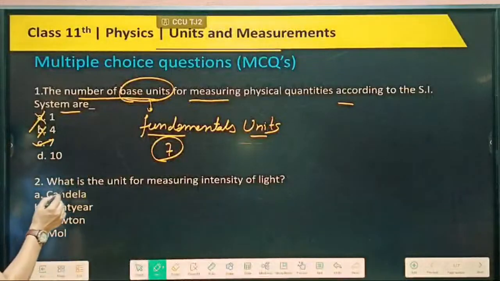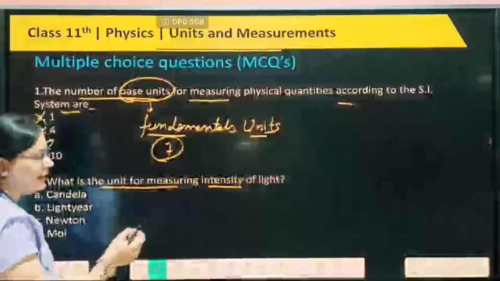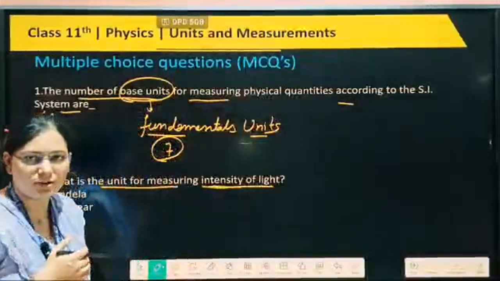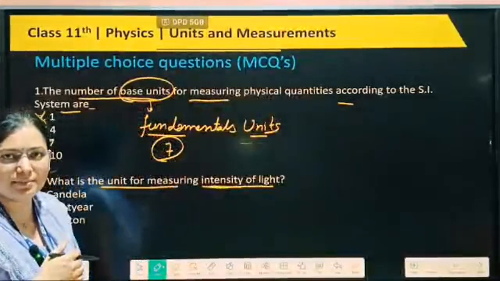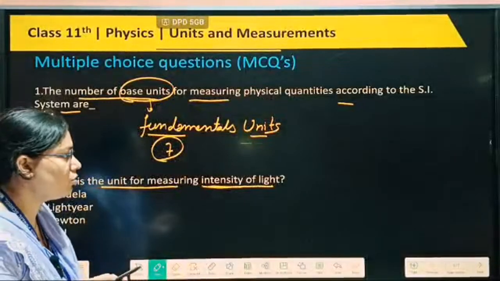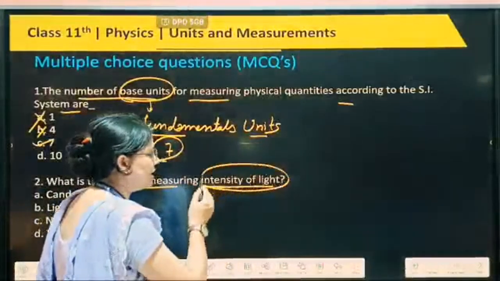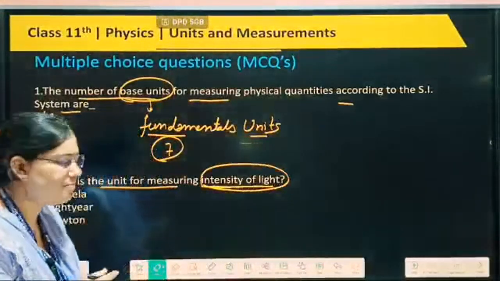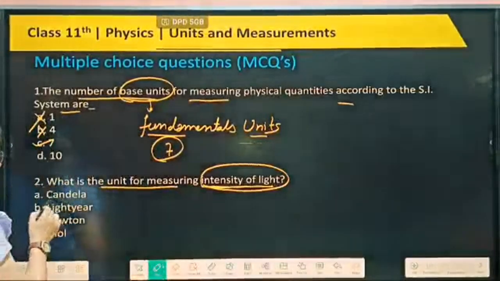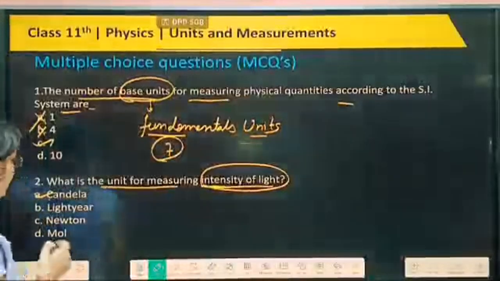Now the next question: what is the unit for measuring the intensity of light? Intensity of light, beta, is also one of the fundamental units. We have done 7 types of fundamental units: mass, length, time. Out of these 7 units, one fundamental unit is the intensity of light. Here it is asking what its unit is, and its unit, beta, is candela. Yes, this first answer is the right option.